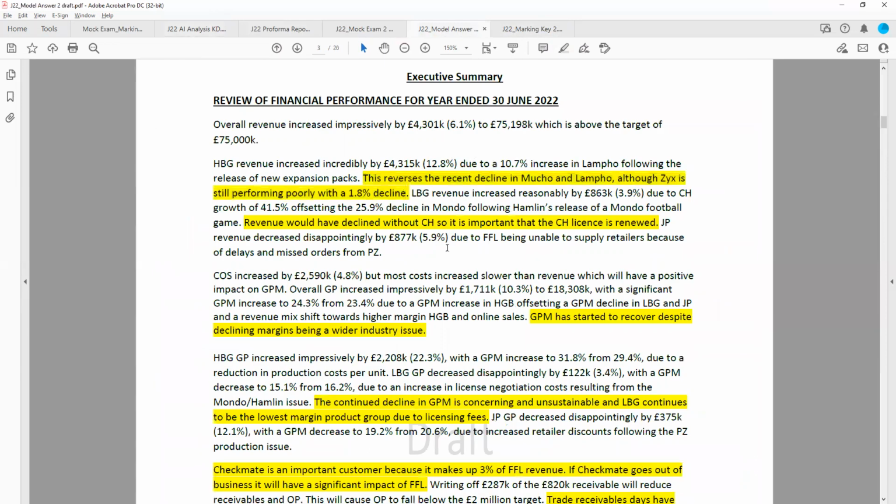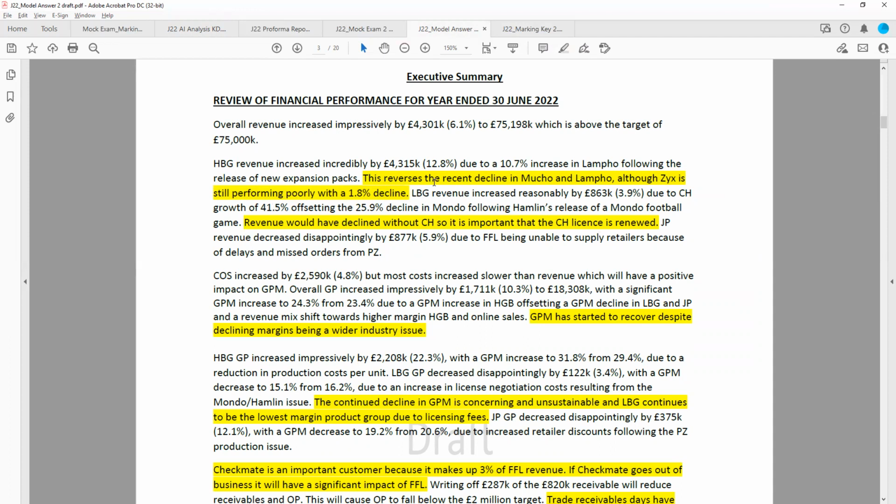What's something that is quite insignificant? Maybe that head office costs have gone down by 0.3%. It's just such a small issue. It's not of any significance, but this absolutely is. So we said that reverses the decline. We've pointed out as well that the other game is still performing badly.